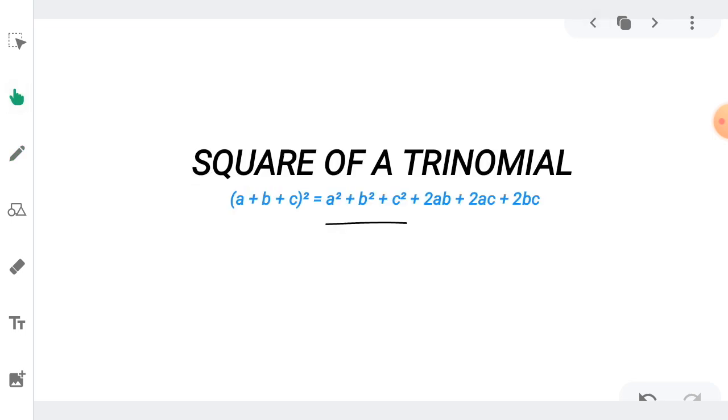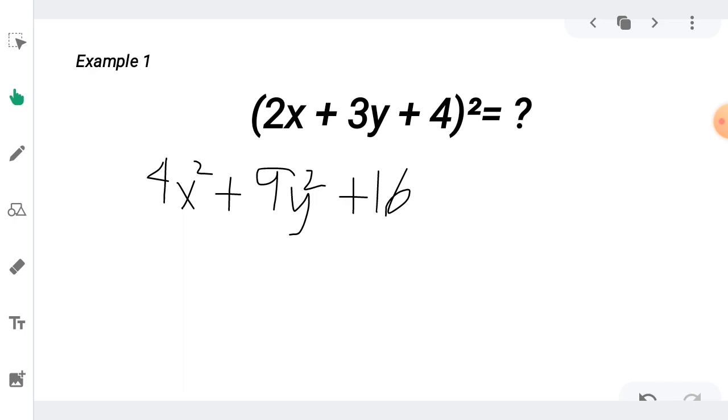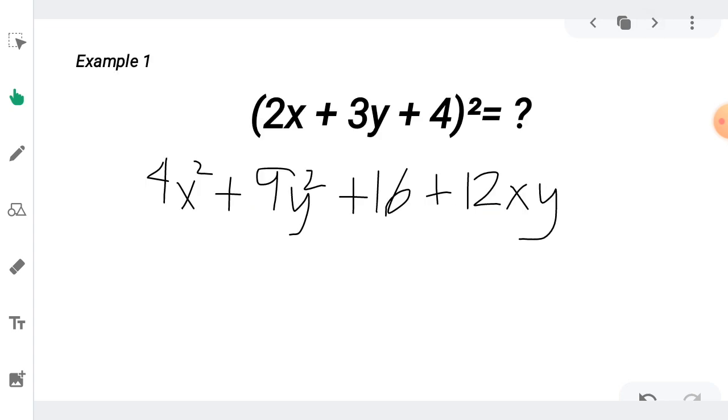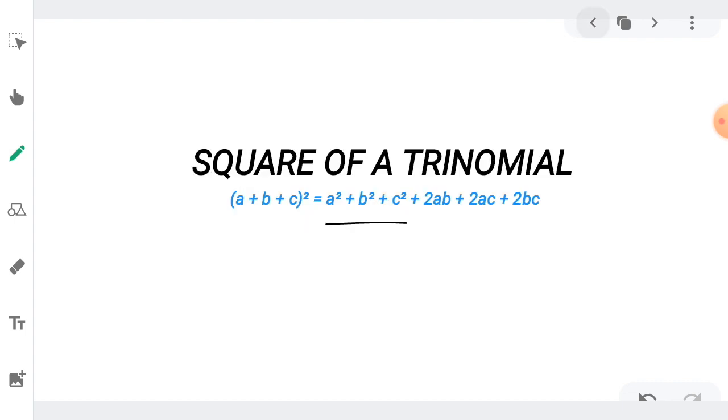And then next is twice the product of the first and second term. So the product of our first and second term, 2x times 3y, is equal to 6xy, times 2 is equal to 12xy. And then next, we need to twice the product of the first and last term. So 2x times 4 is equal to 8x, times 2, 16x.